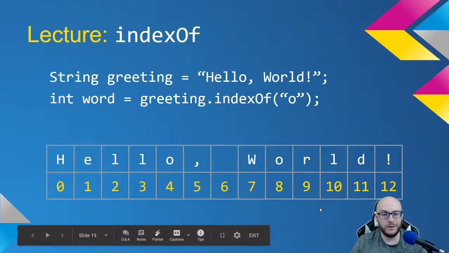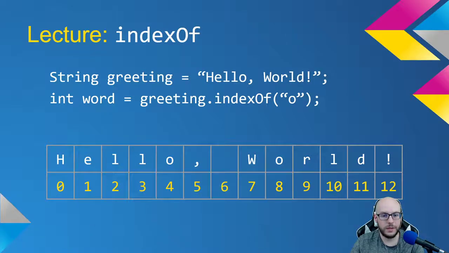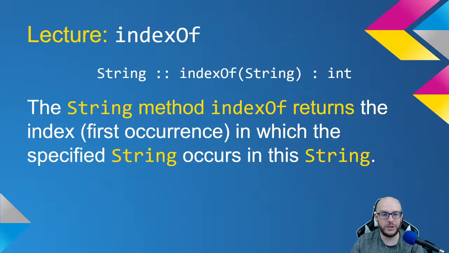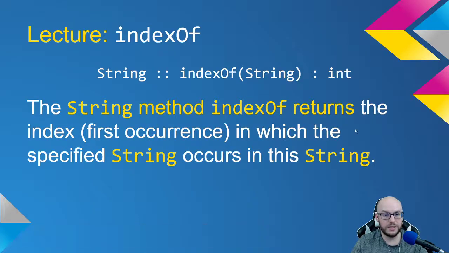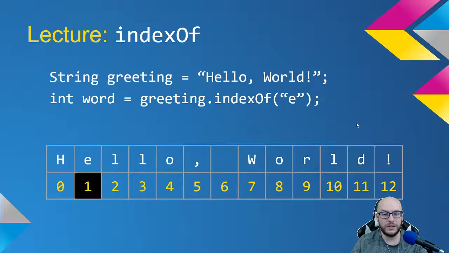What about O? This one's a little bit harder. Why? Well, there's 2 of them. So what do you think? Before I reveal the solution, I'm going to jump back to this. It says the string method indexOf returns the index, the first occurrence in which the specified string occurs in this string. So when we have multiple letters, we're going to get the first occurrence going from left to right.